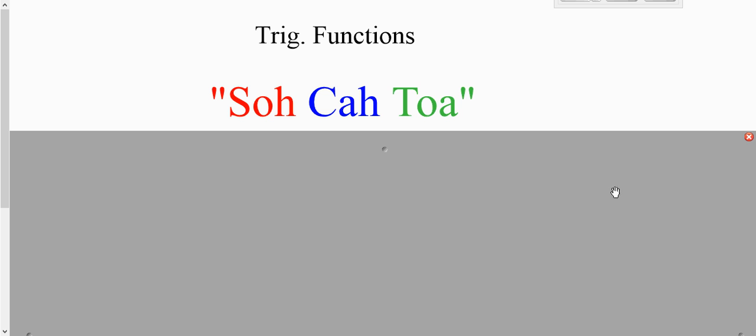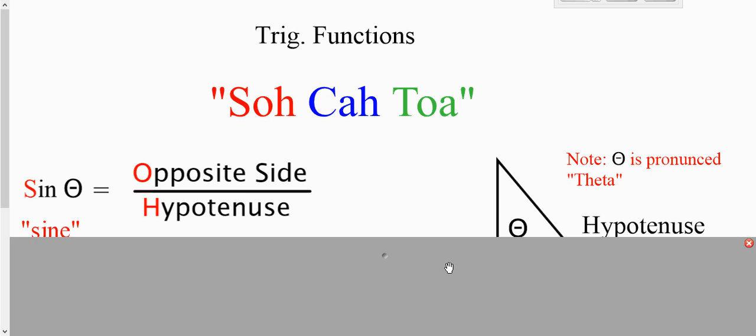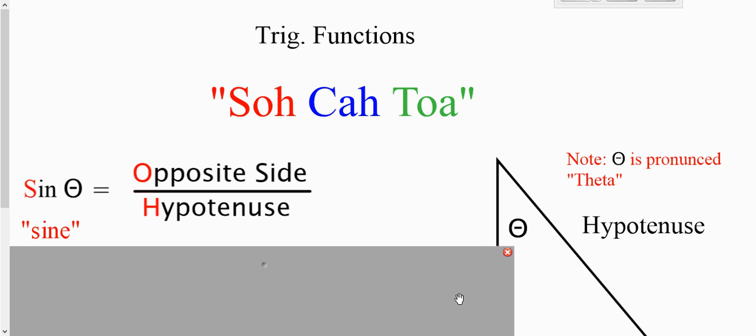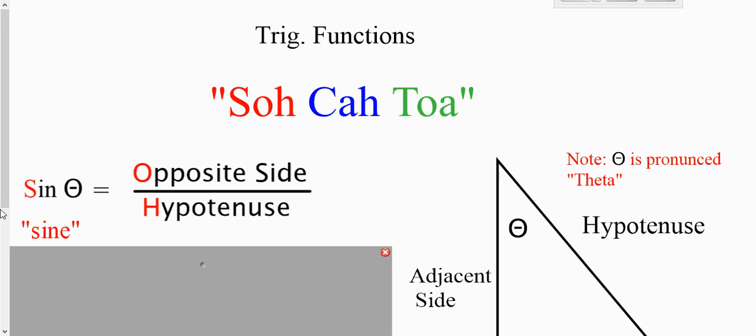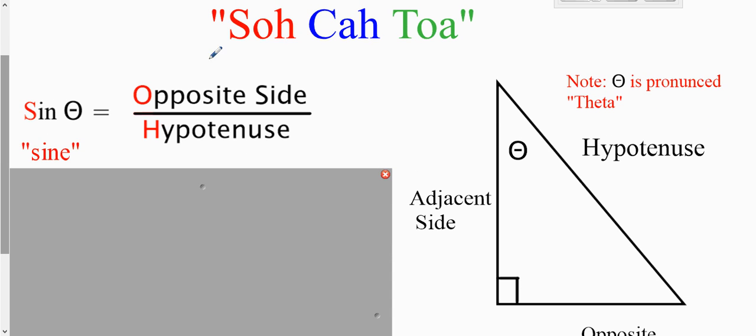So the first one we're going to look at is our S, which stands for sine. And sine is equal to the opposite side of a right triangle over the hypotenuse. So let's get all set up here. So we can see the S stands for sine, the O stands for opposite side, and the H stands for the hypotenuse. Now, given a right triangle, the hypotenuse is easy to find. It's opposite the right angle and the longest side.